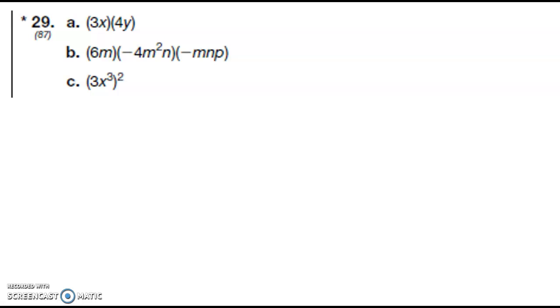Okay, 29. This was what our lesson was about. So we've got 3 times 4 times x to the 1 times y to the 1, which gives us 12xy. Not bad.